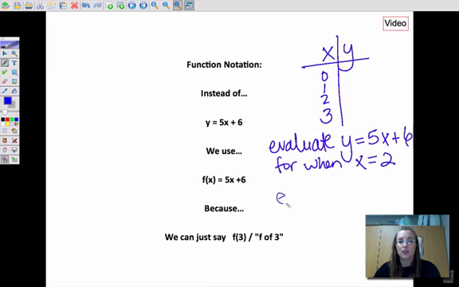You would say evaluate f of 2. What that means is you have the function f of x equals 5x plus 6, and they want you to evaluate the function with an input of 2. That just means you're going to take 5 times 2 plus 6, and you're going to get 16, and that would be your y, or your output, for an input of 2. Okay?